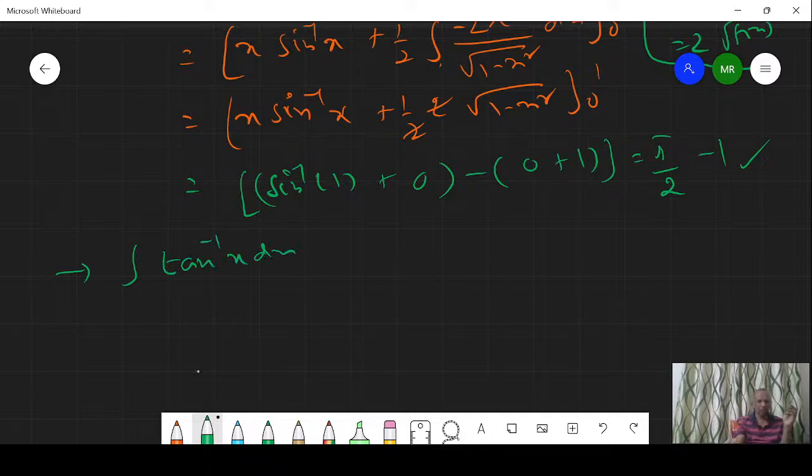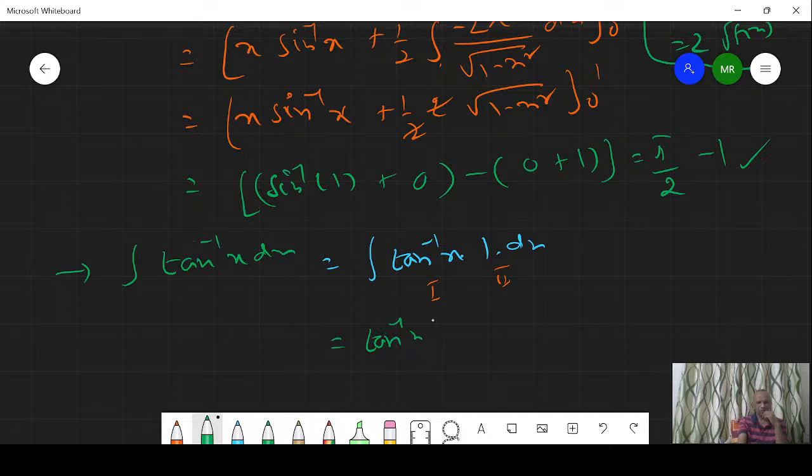Tan inverse x dx. Now in this problem, I can write only one function here: tan inverse x into 1 dx. Tan inverse x into 1. You consider tan inverse x as the first function and 1 as the second function. After considering that, I can write first function tan inverse x.